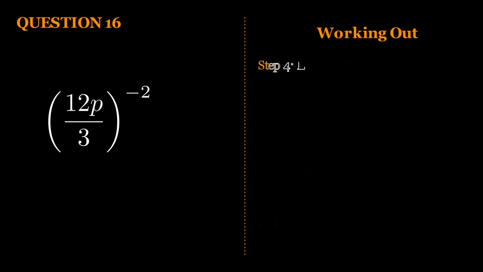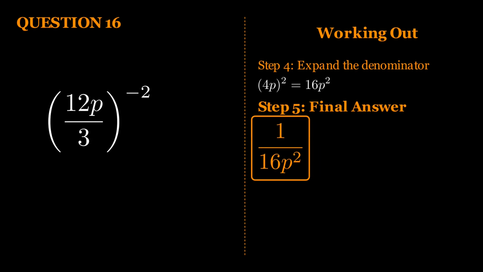We expand the squared term in the denominator. (4p) squared means 4 squared times p squared, which gives us 16p squared. Therefore, our final simplified answer is 1 over 16p squared.